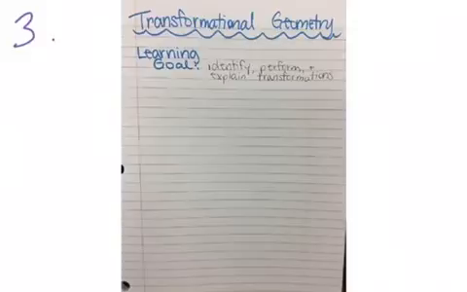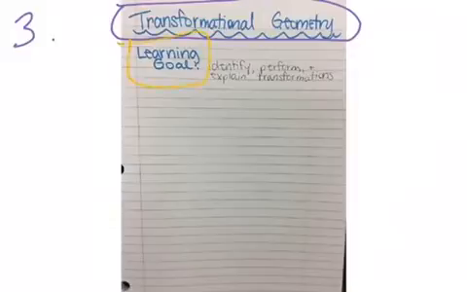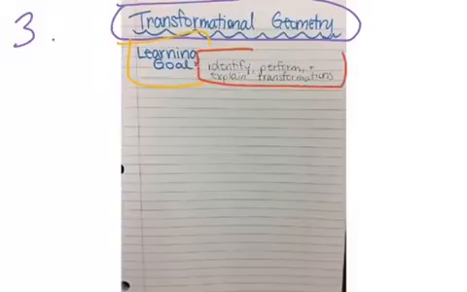Up along the top, you're going to write your title, which is Transformational Geometry. Then you're also going to write our learning goal. So our learning goal for this lesson is to be able to identify, perform, and explain transformations. So you need to make sure that you have those three things written down.